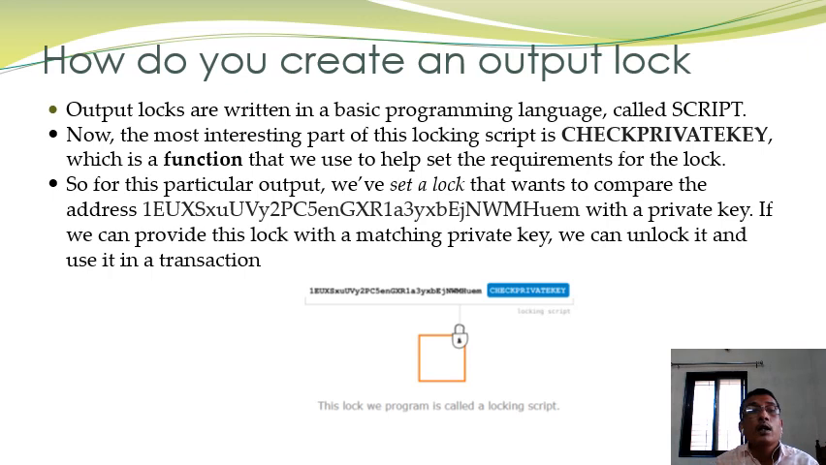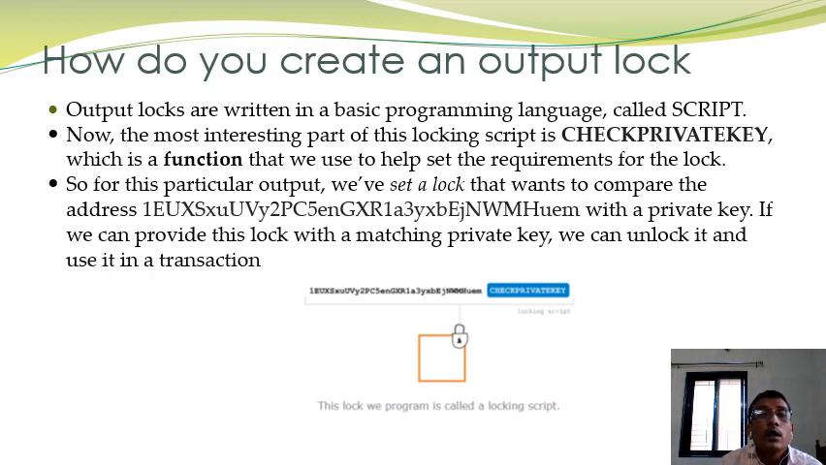So how do you create an output lock? Output locks are written in a basic programming language called Script. Now the most interesting part of this locking script is check private key, which is a function that we use to help set the requirements for the lock. To unlock the script, the node who has created the lock, who has locked the transaction, provides the unlocking script, and in that unlocking script there is a digital signature. A digital signature is derived from the private key and hash value, and this digital signature from the unlocking script, together with the locking script, is used to unlock the output.